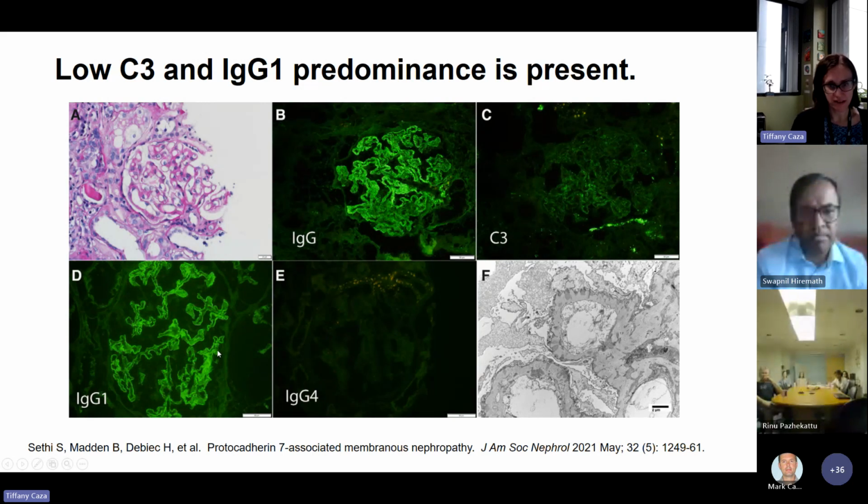For PLA2R and THSD7A membranous, immune deposits are IgG4 predominant. But currently, it's becoming less useful to do IgG subclasses in the setting of membranous, as multiple antigens are now of the same subclass. It doesn't help you distinguish between primary and secondary etiologies as well as it used to. NELL1 is also IgG1 predominant too.